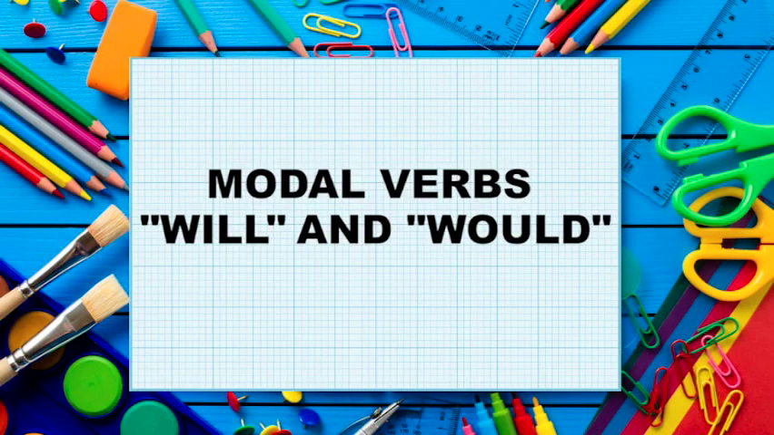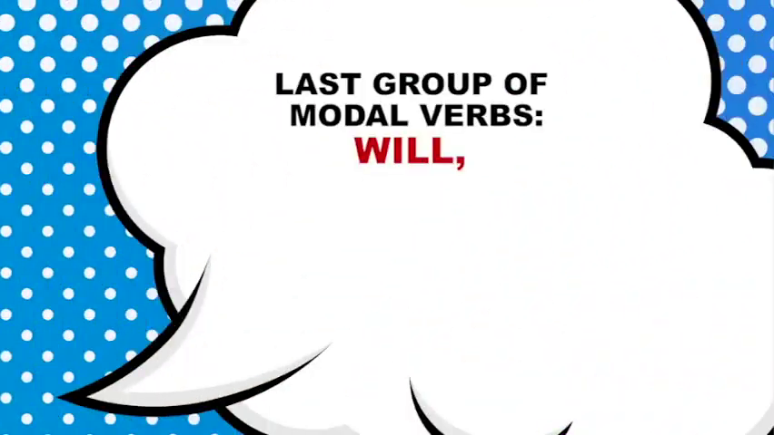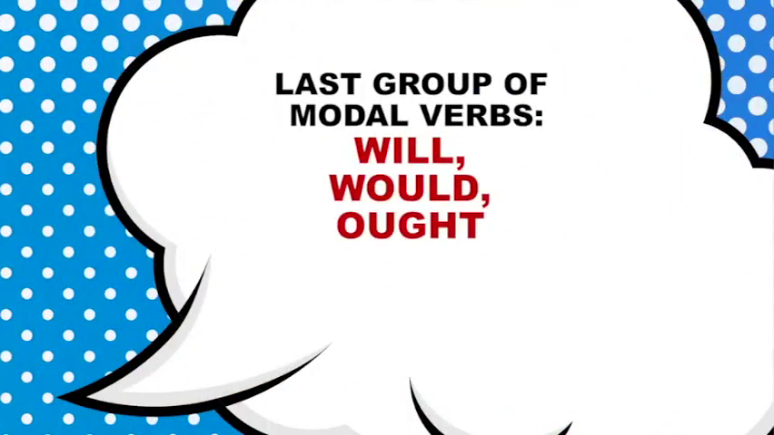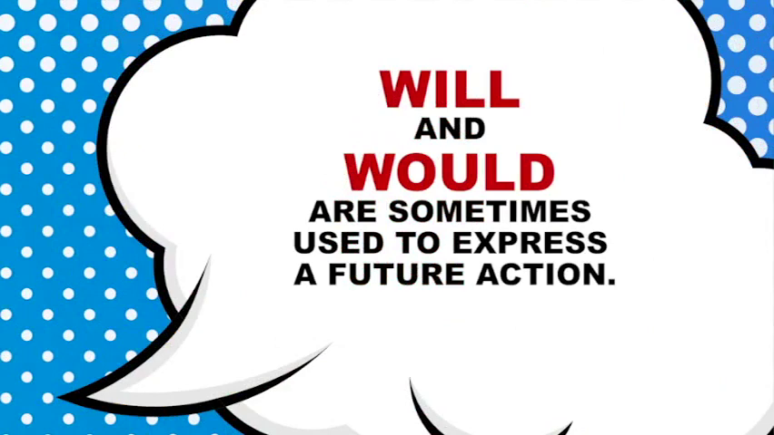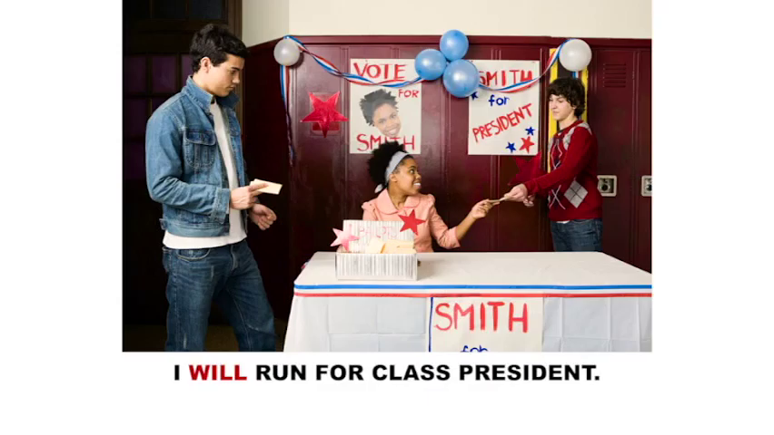Modal verbs will and would. Let's take a look at our last group of modal verbs. Will, would, ought, and shall. Will and would are sometimes used to express a future action. I will run for class president.